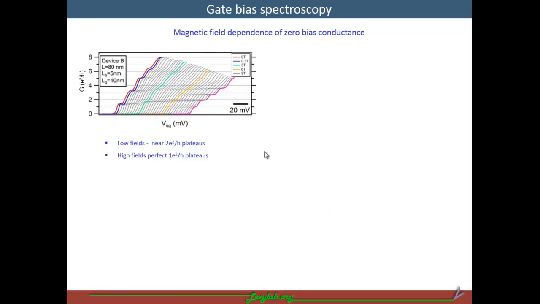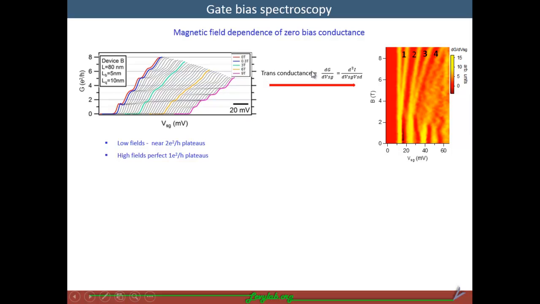Further, we measured the magnetic field dependence of these zero bias conductance curves in the magnetic field range of 0 to 9 Tesla here, and we see two specific behaviors: at low fields, the plateaus appear to be near 2e square over h, whereas at the higher magnetic field of 9 Tesla, they are perfectly matching the 1, 2, 3, 4 e square over h values.